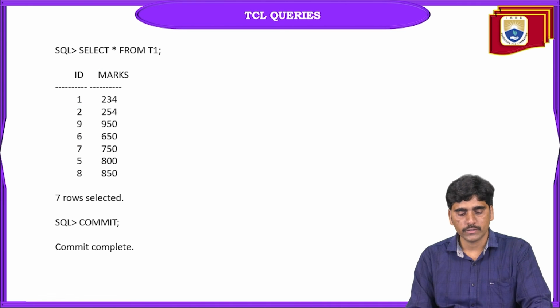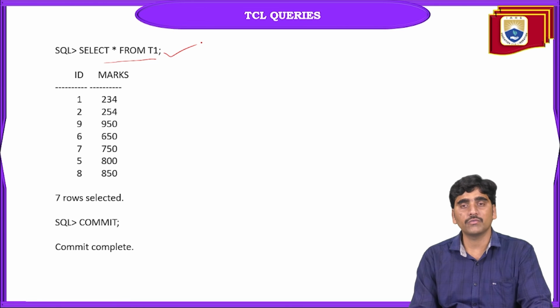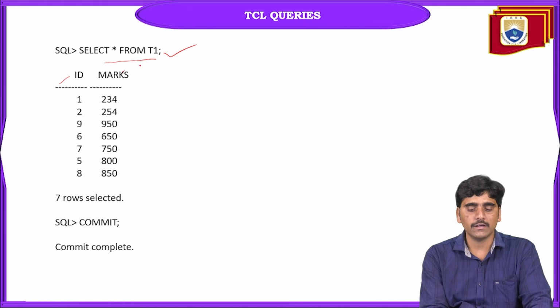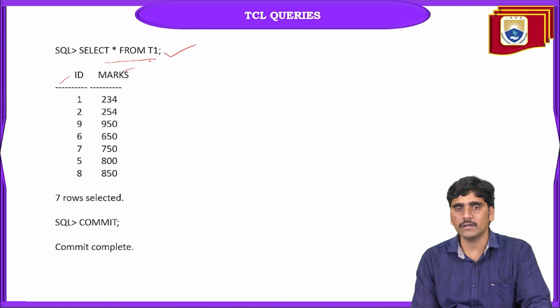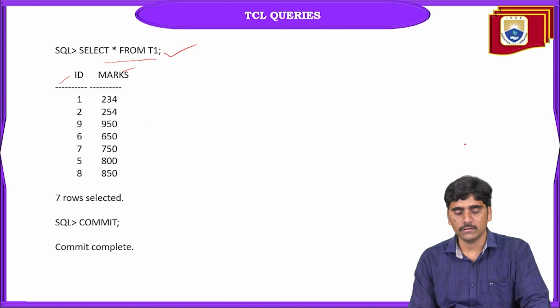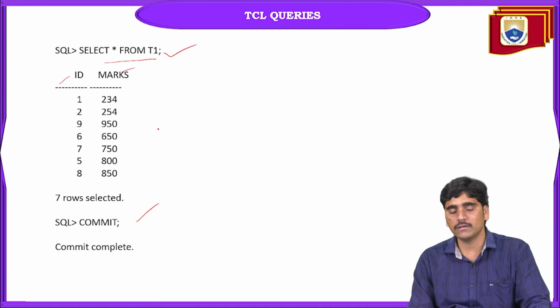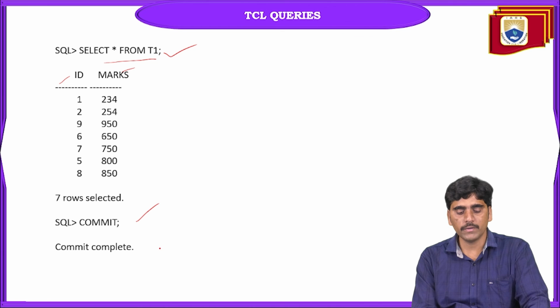See here. So we'll see. Select star from table 1. This is one table, which contains IDs and marks. These IDs are 1 to 8 and the marks will be this. 7 rows selected. Right. Now I am committing the table. Now I have entered the commit option. So commit will be completed.